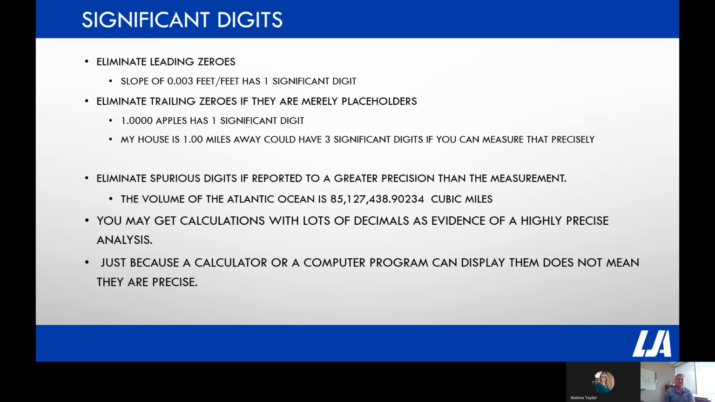So you wouldn't go to the store to buy 1.0000 apples. You're just going to buy one apple. So I have one apple, that's one significant digit. Or I could say that my house is 1.00 miles away, and that could be correct.